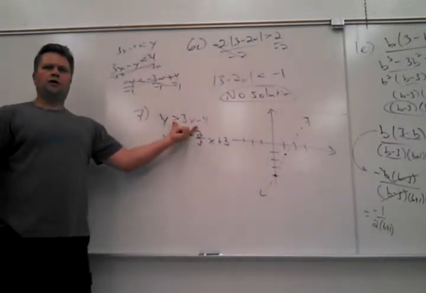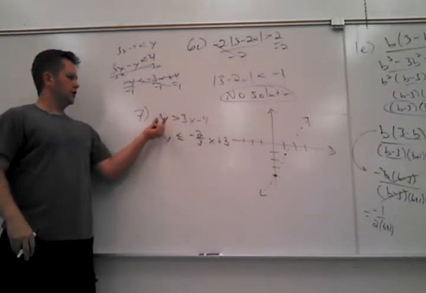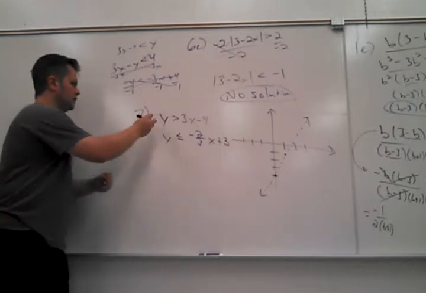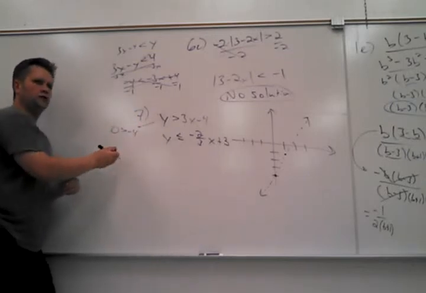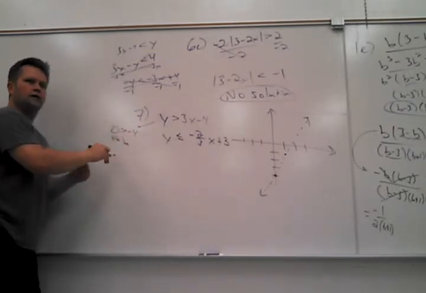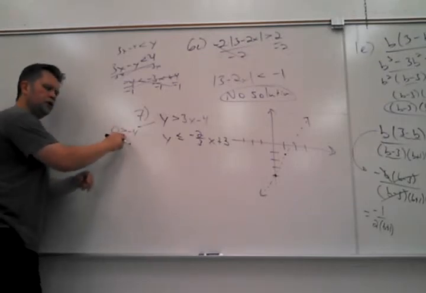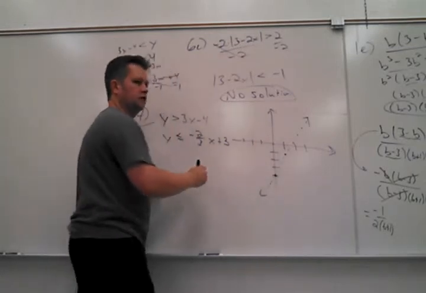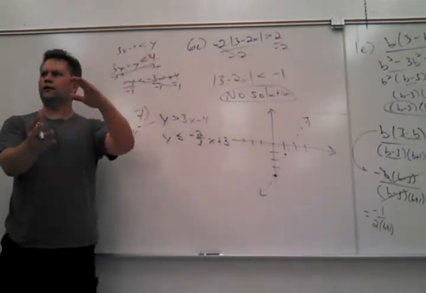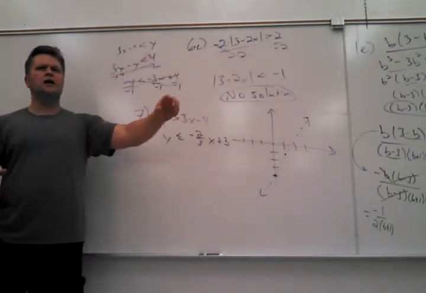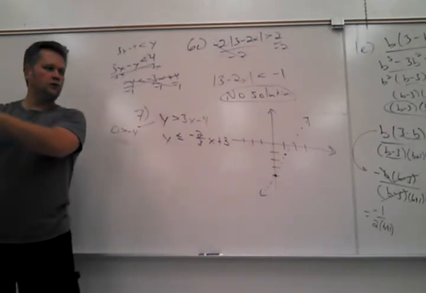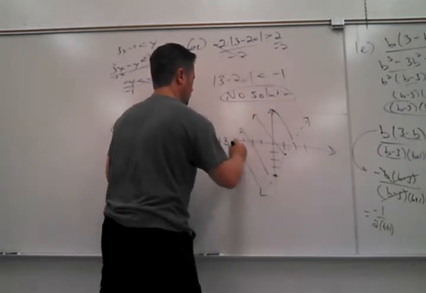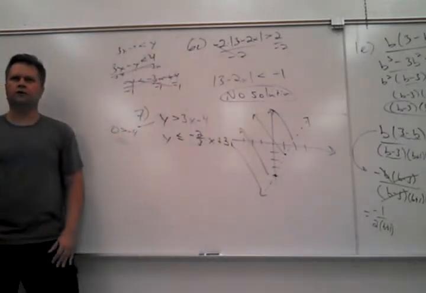You can use a test point. If you plug in 0, 0, is 0 bigger than -4? Yes. What's funny to me is a lot of people do that beautifully, and then they say false, and then they shade it the other way. But come on, look at what it says. 0 is bigger than -4. Of course it is. Which means I would shade in the direction of the test point that I used. That's the whole idea there. If that test point works, everything on that side works. Me, greater, up. I just like quicker ways to do things.